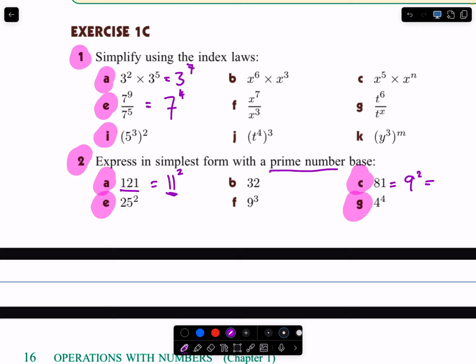What number can I times by itself to get 9? 3. So 9 is actually 3 squared, and then I'm squaring it again. So now that's in the lowest base, 3 to the power of 4.